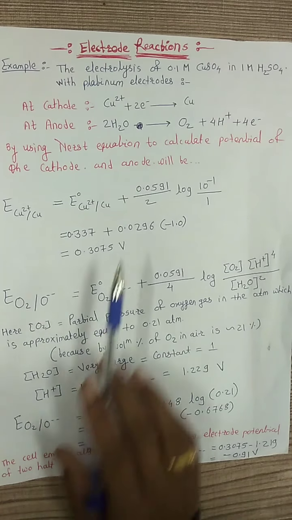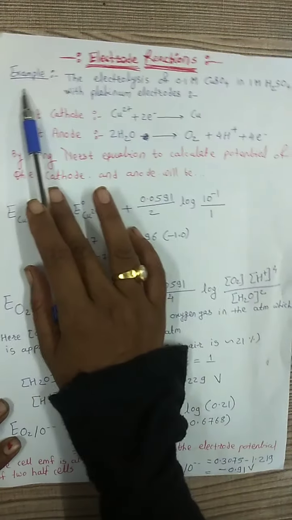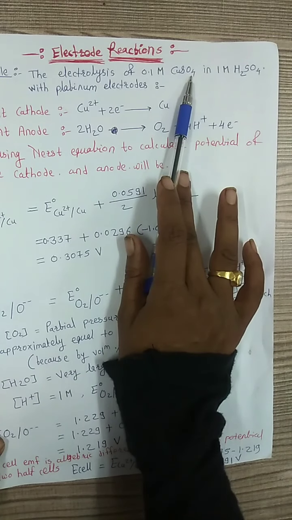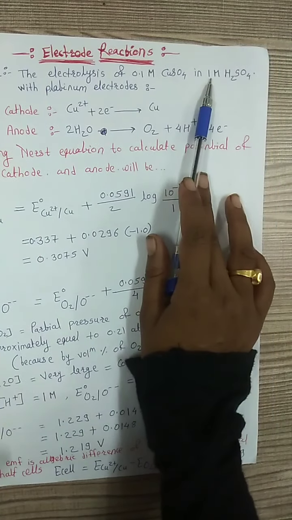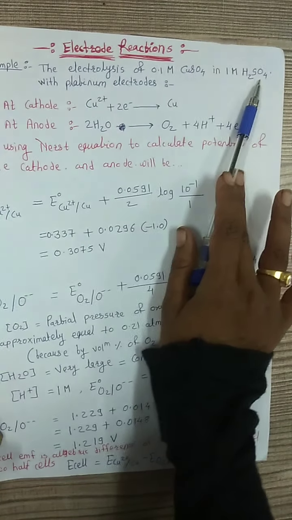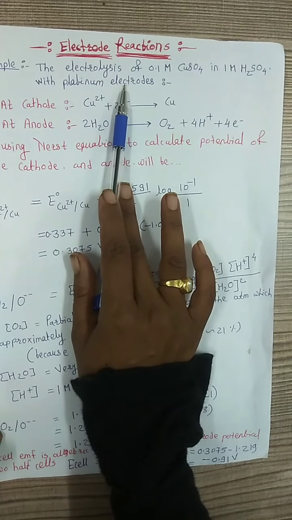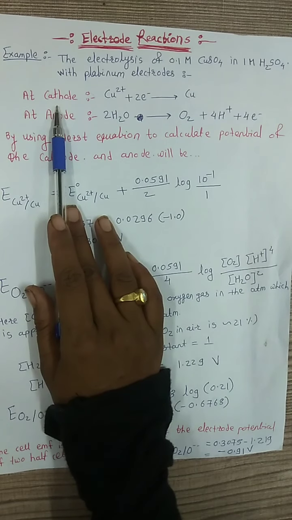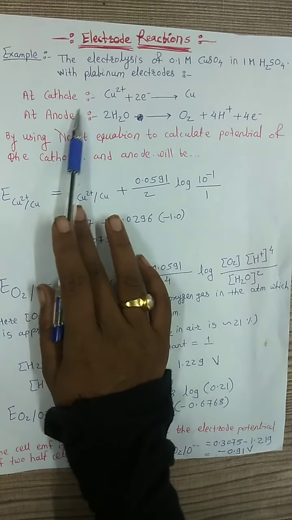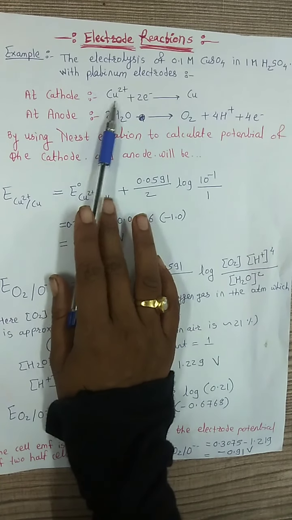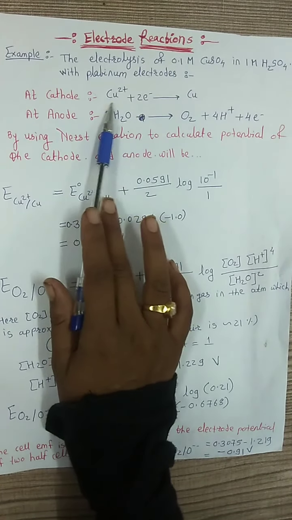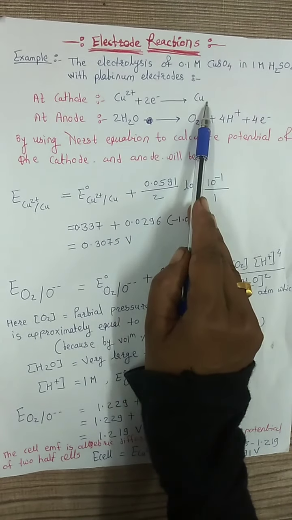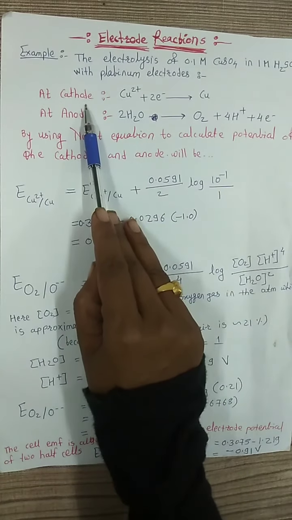For that purpose, in the electrode reaction, we study the example, the electrolysis of 0.1 molar copper sulfate solution, that is our salt solution, in 1 molar H2SO4, that is sulfuric acid, with the platinum electrode. So student, in this particular case, at the cathode, we are getting the reduction reaction. Reduction reaction means what? Addition of electrons. So here copper in +2 state adds 2 electrons, and we are getting the copper in the solid state at our respective cathode.